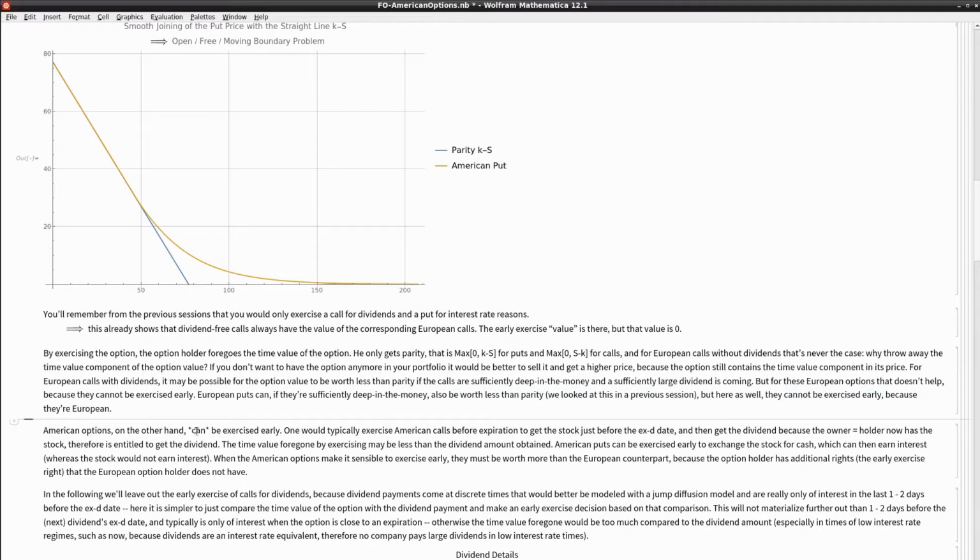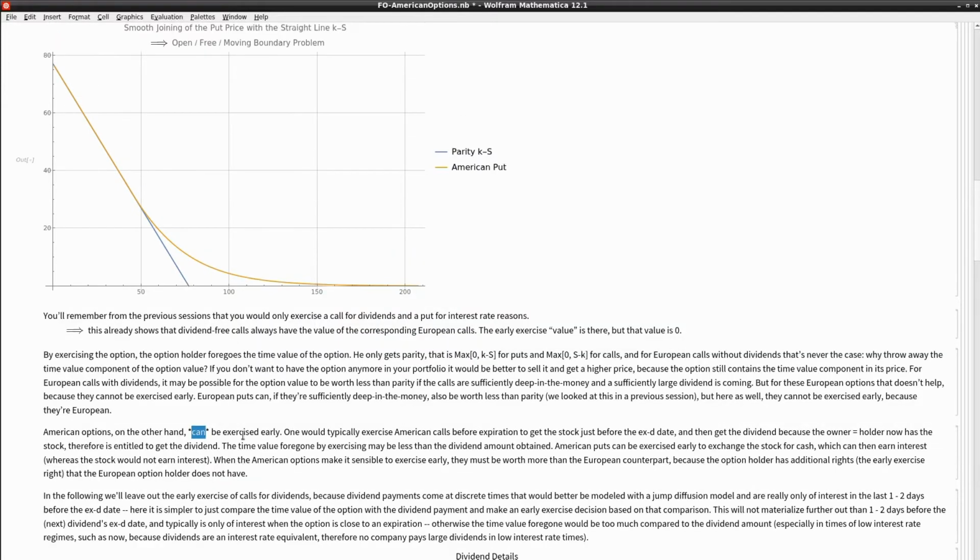American options, on the other hand, can be exercised early. That's the critical, crucial difference here. And one would typically exercise American calls before expiration to get the stock just before the XD date. That is called the ex-dividend date, sometimes just called XD date. Right? So that's the date at which the stock goes ex-dividend.